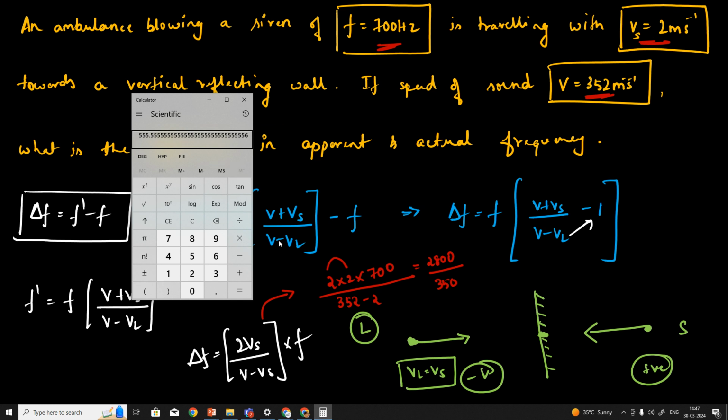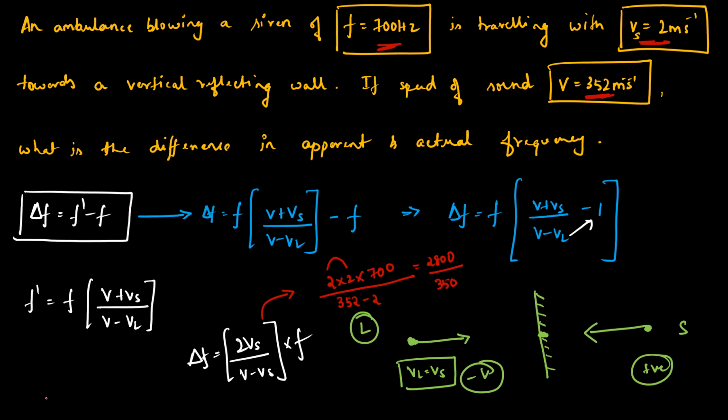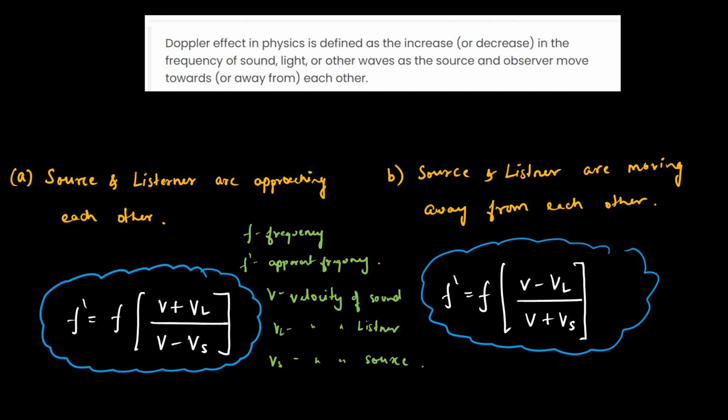2800 divided by 350. So it is going to be 8. So as in 8 hertz is going to be the difference. What is the difference in apparent and actual frequency? So it is going to be 8 hertz. So these are the types of problem that you can get from Doppler effect, right?